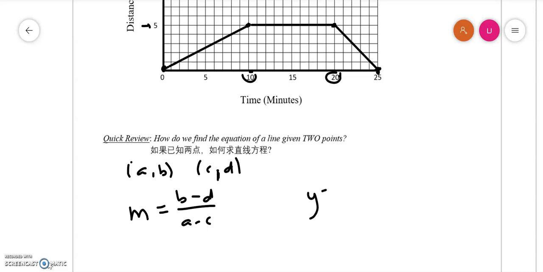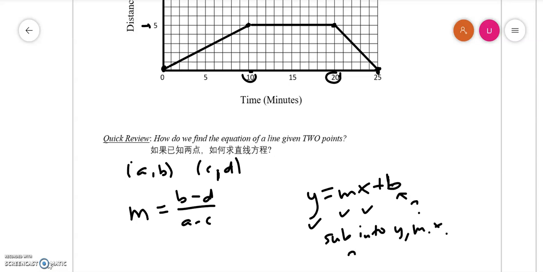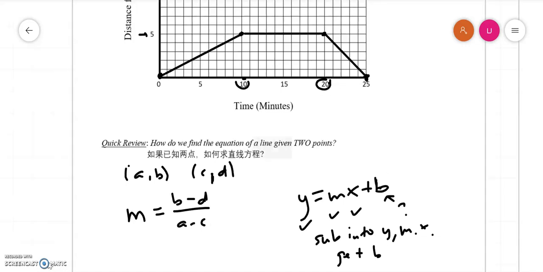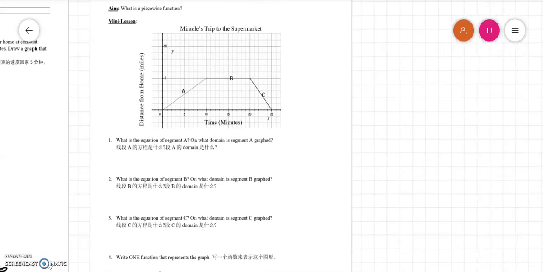So you remember equation of a line is y equals mx plus b. You do not know your y-intercept. This is a big question mark. But you have a y, you have a slope now, and you have an x. So we will sub in for those, and you will get your y-intercept. Get b, and then you will be able to write the equation of a line. All right, so we're going to use these two things in the next question.